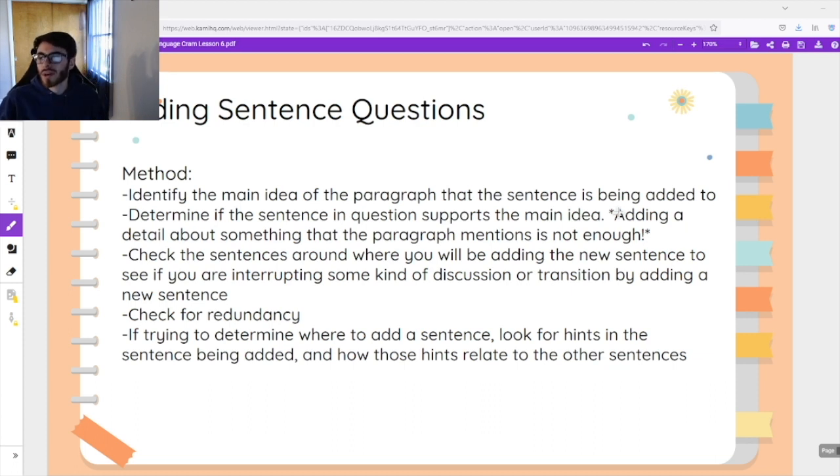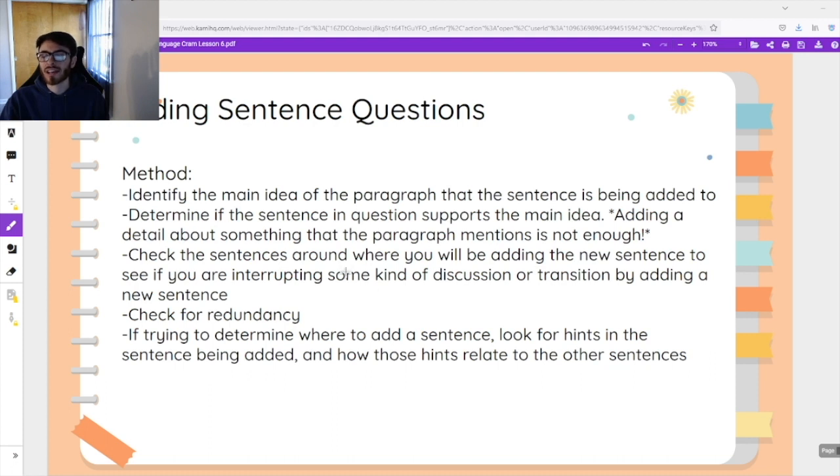So if we wanted to add a sentence to that paragraph, it should be a sentence that talks about the animal sculptures. Maybe it gives examples of different types of animals that he sculpts. Maybe it talks about how he gets inspiration from going to the rainforest and looking at animals, something like that, right? Sentences in that paragraph should be talking about the sculptures, not just a general detail about the artist.